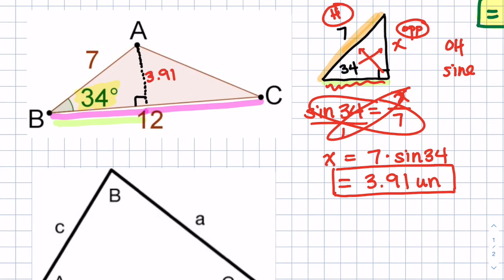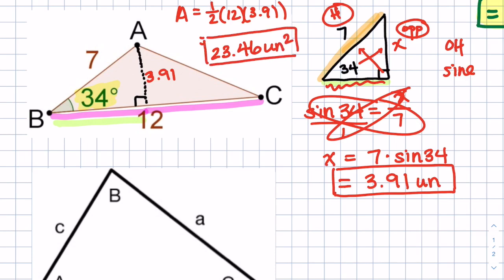Okay, and then I could go about finding the height. I mean the area. So area would be 1/2 base times height. And the calculator will tell me really quick. So according to Desmos, the area of this triangle is 23.46 units squared. Okay, so nothing wrong with that.